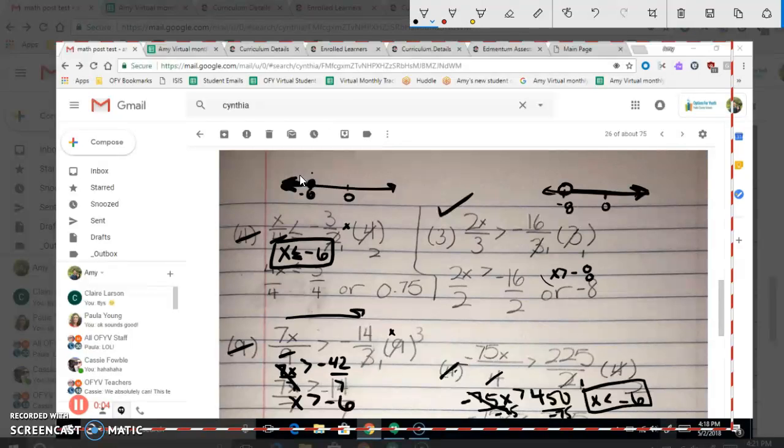Let's look at here. We have negative 6 again. Let's do 0 here. Greater than, so it's going to be open, and it's going to be going this way. And then our last one, negative 6, 0. It's going to be open at negative 6, and it's less than, so it is going that way. Hopefully this helps you.